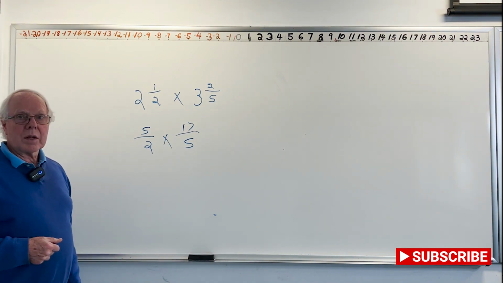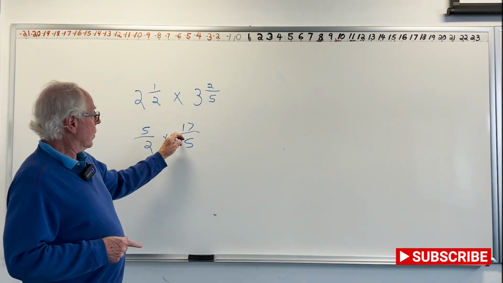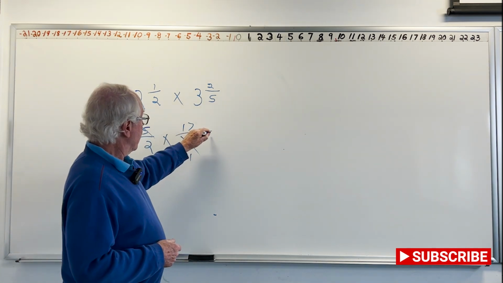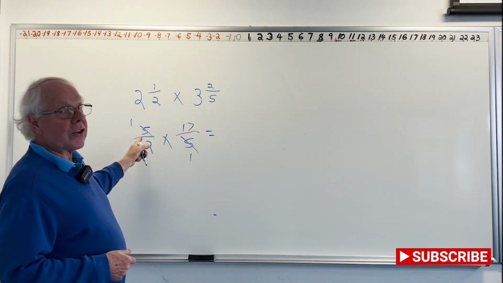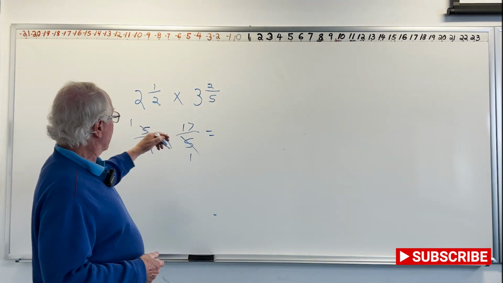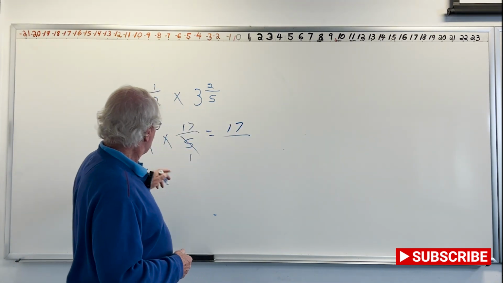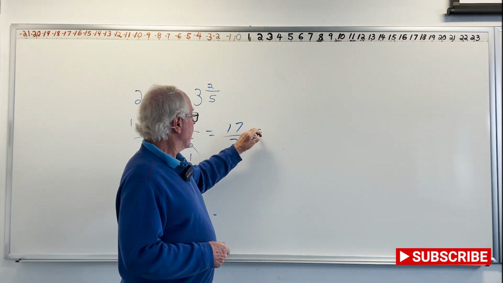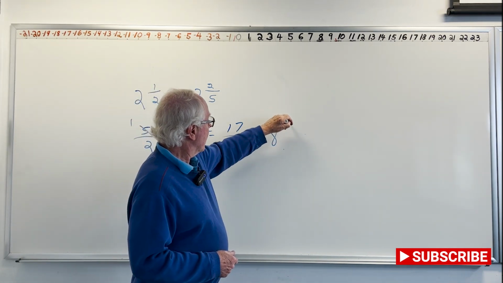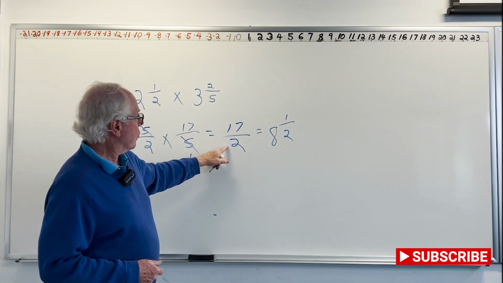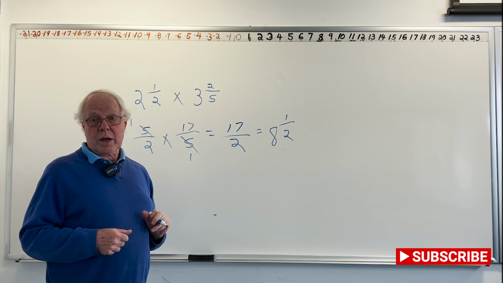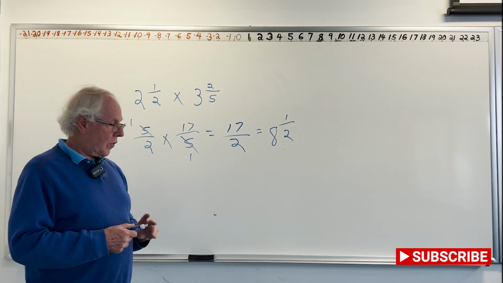17/5. And here we do get some canceling. 5 goes into 5 once. 5 goes into 5 once. Now look how easy it is. Instead of having to do 17 times 5, we just do 17 times 1. Divided by 2, and that's not going to be too bad. That's going to be 8 1/2. 2 goes into that 8 times, 1 left over, 1/2. Okay? Let's see, how about another?